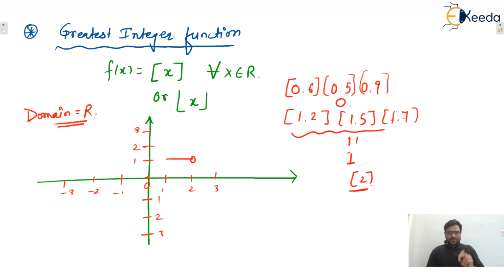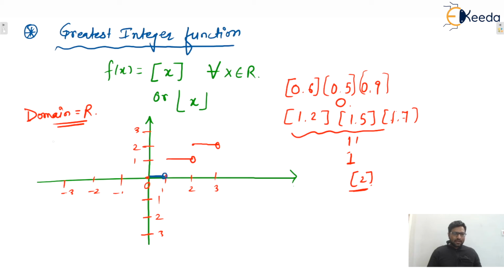So the bubble sign represents that the point is not inclusive. Because from 2 to 3, the output of the greatest integer function will be 2 only, and at 3 it is not included, because for 3 the greatest integer function will be 3 only. Similarly, from 0 to 1, the value is 0 and 1 is not inclusive.